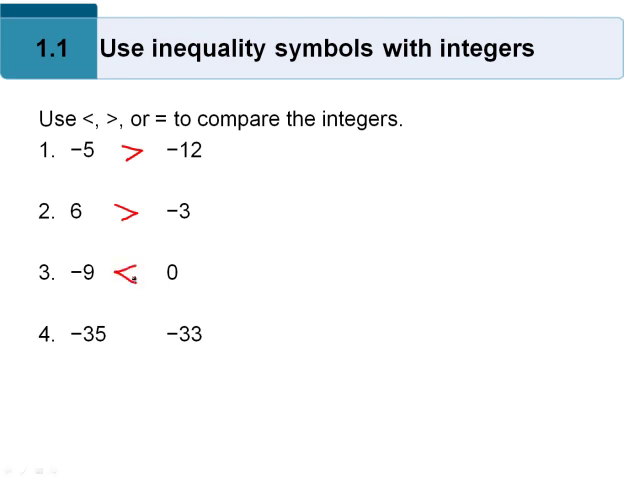Now this next one, when they're both negative like this, it's kind of hard. But think about your number line. Picture it in your head. You'd have -35 would be to the left of -33. It would be further to the left, which means it's going to be less than. Remember, left and less. -35 is less than -33.